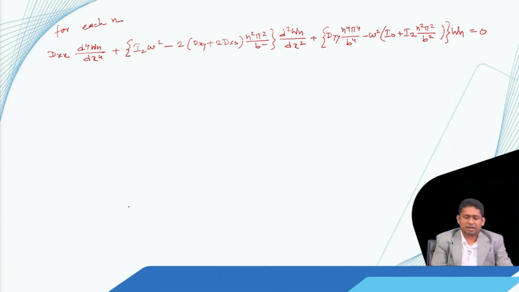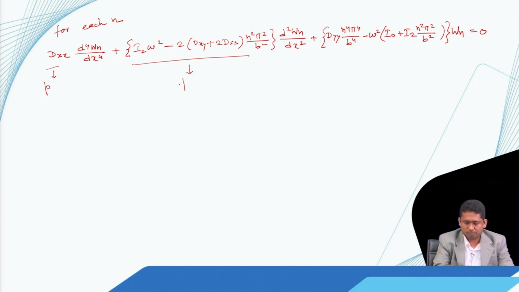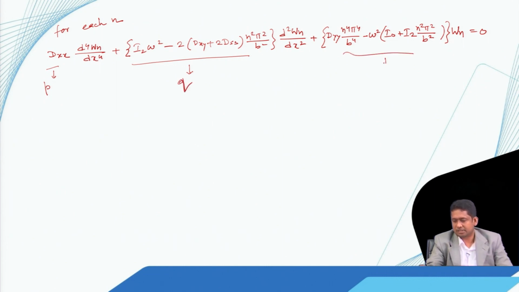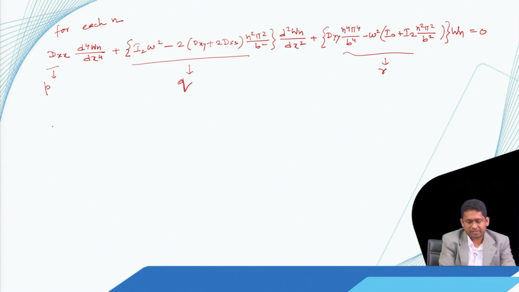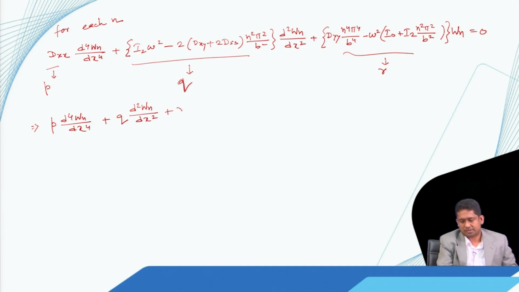and that's equal to 0. Now for simplification, let's call this term small p, let's call this term small q, and then let's call this term small r. So we can write the same differential equation as p d4 wn by dx4 plus q d2 wn by dx2 plus r wn equal to 0.